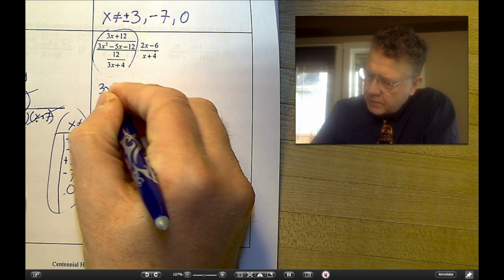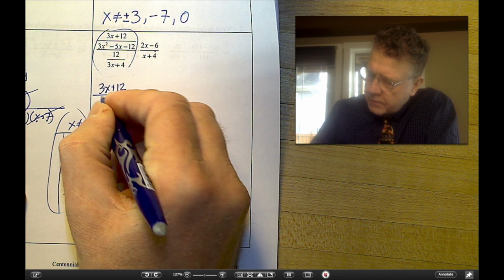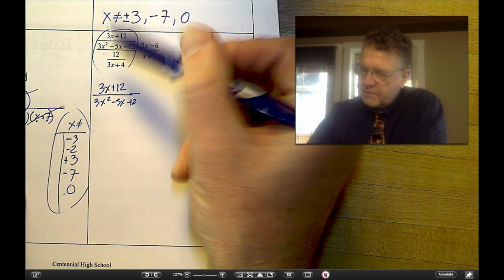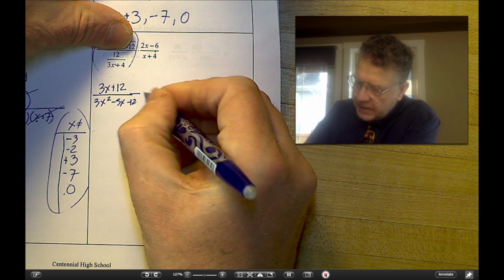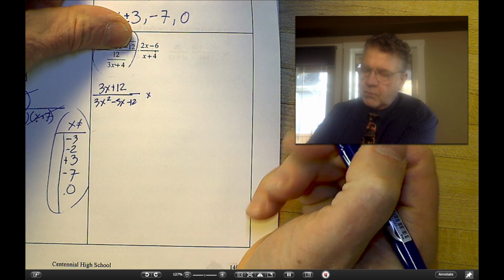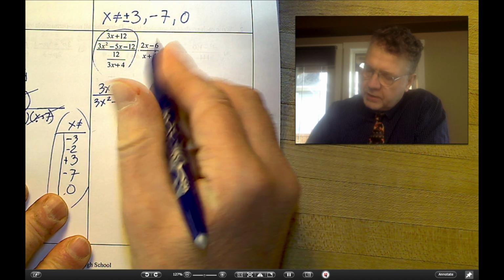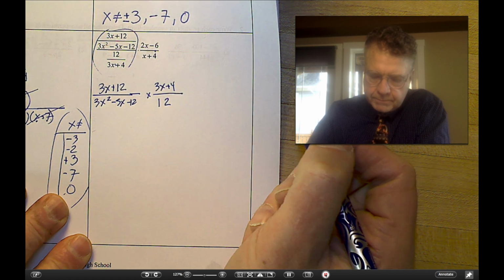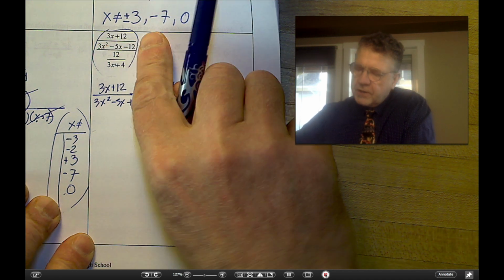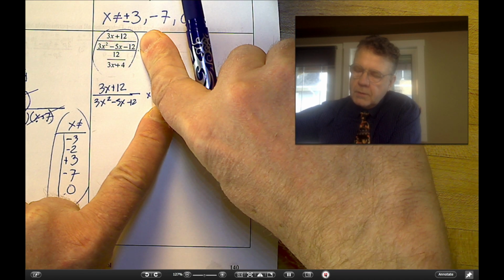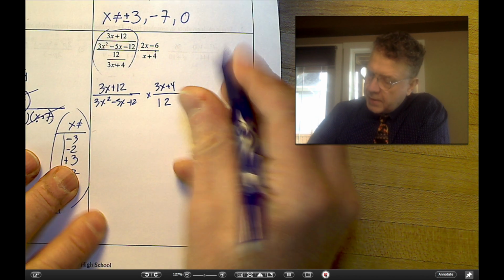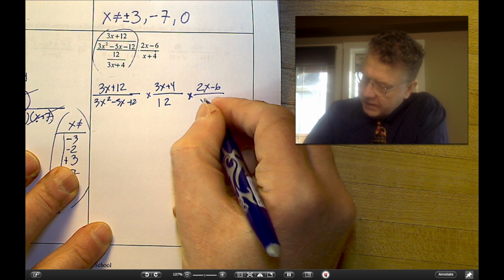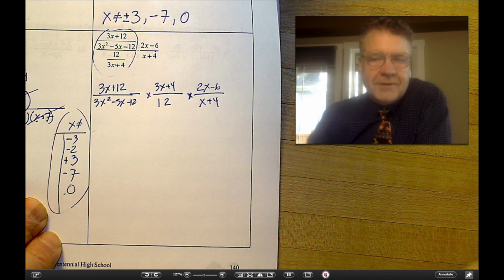So (3x + 12) over (3x² − 5x − 12) divided by this bit here is going to be times the inverse of 12 over (3x + 4). So I'm going to put 3x + 4 on the top and 12 on the bottom. So I've converted this into a multiplication. And now I'm just going to continue the multiplication by multiplying it by (2x − 6) over (x + 4). Boom, just like that.